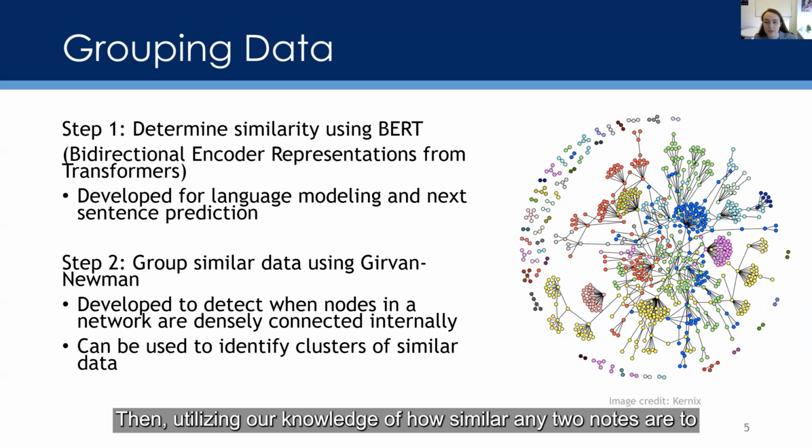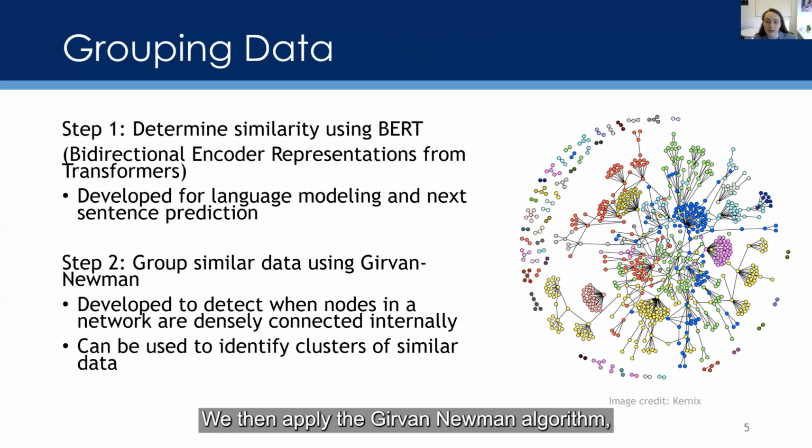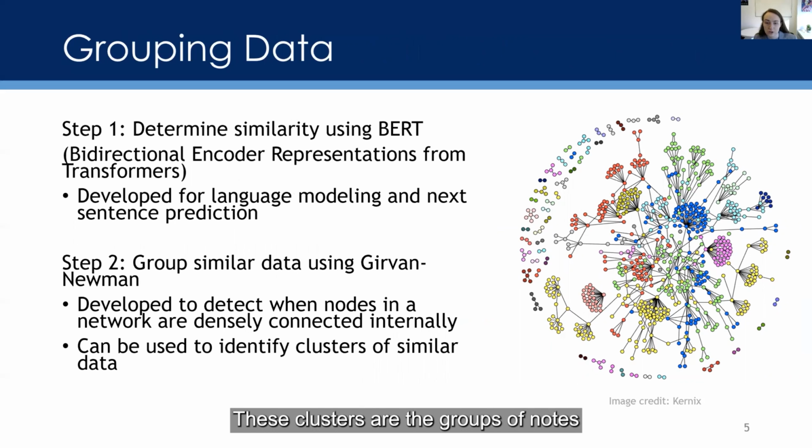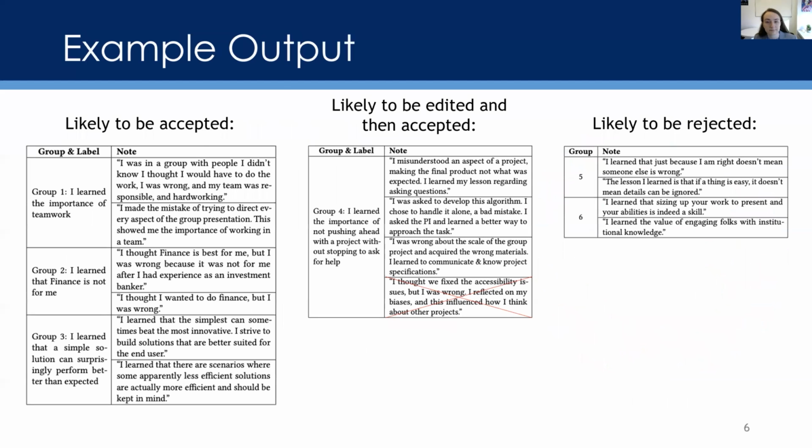Then, utilizing our knowledge of how similar any two notes are to each other, we construct a graph, with each note being a node and each edge weight being their similarity. We then apply the Girvan-Newman algorithm, which breaks our notes into clusters of related data. These clusters are the groups of notes we then present to the users as grouping suggestions.